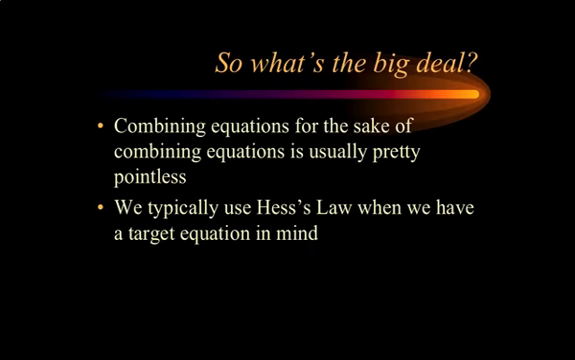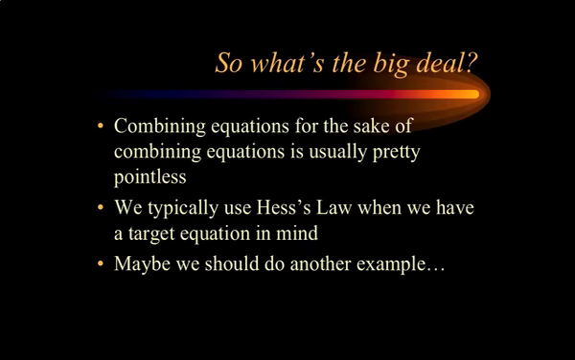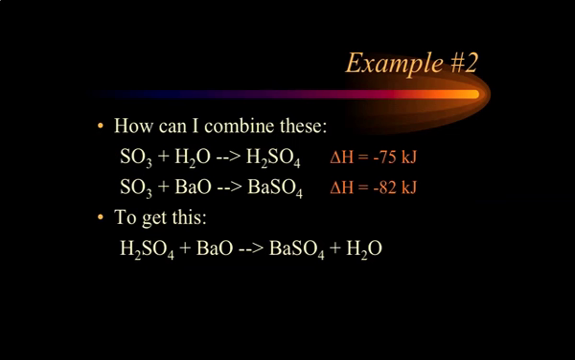So let's see an example that's a little bit more like what you're going to see on your homework, quizzes and tests. What I want to know is how I can combine the first two equations to get to my target equation. The first one is SO3 plus H2O goes to H2SO4, and that has an enthalpy value of negative 75, so that's an exothermic reaction. I also have SO3 reacting with BaO to form barium sulfate, a nice synthesis reaction as well. The delta H is negative 82 kilojoules, also exothermic.